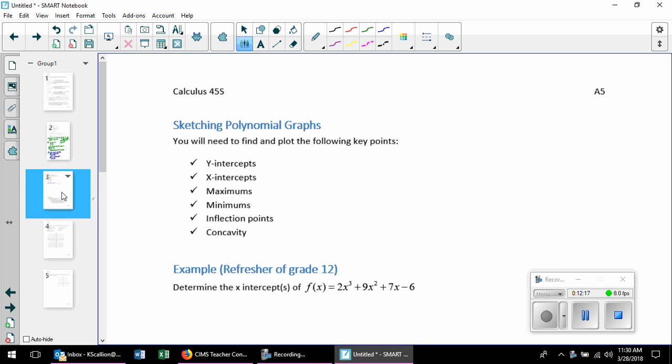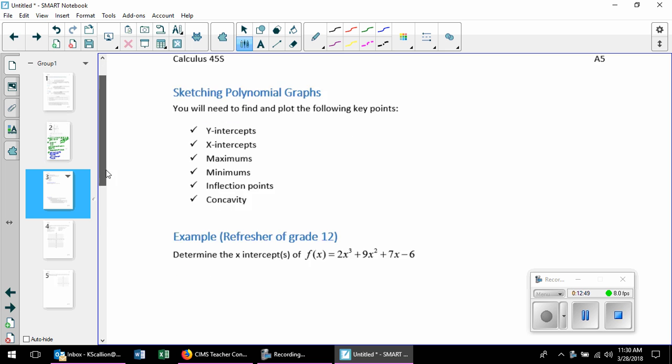Okay, so in order to sketch a polynomial graph, you need your y-intercept, you need your x-intercept, you need your maximums and minimums, your inflection point, and your concavity. So in grade 12, we did our y-intercept, our x-intercept, and our concavity. We did that in grade 12 pre-cal. Now we're putting all of them together. So going back to pre-cal grade 12, it's not that far away from you.